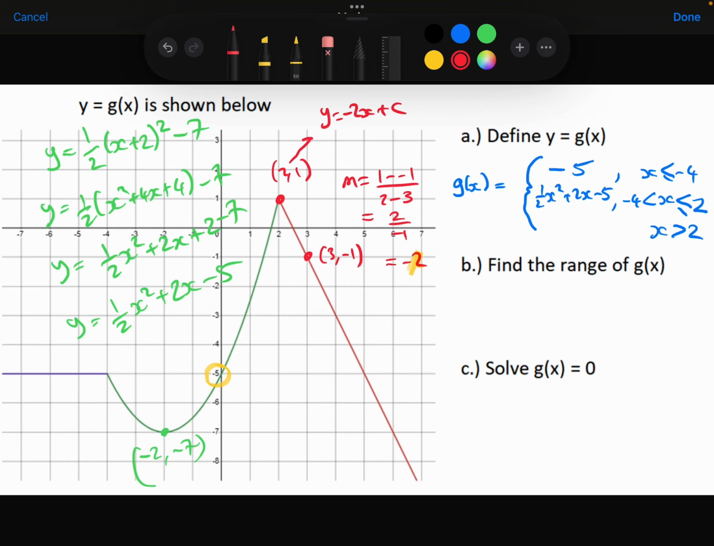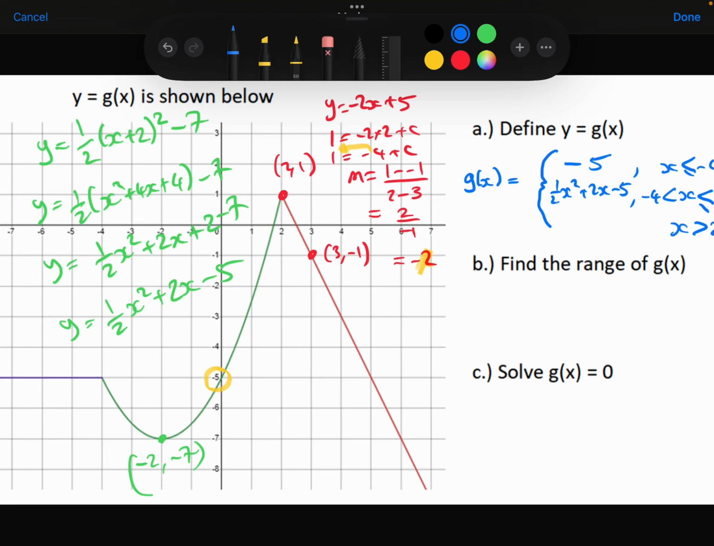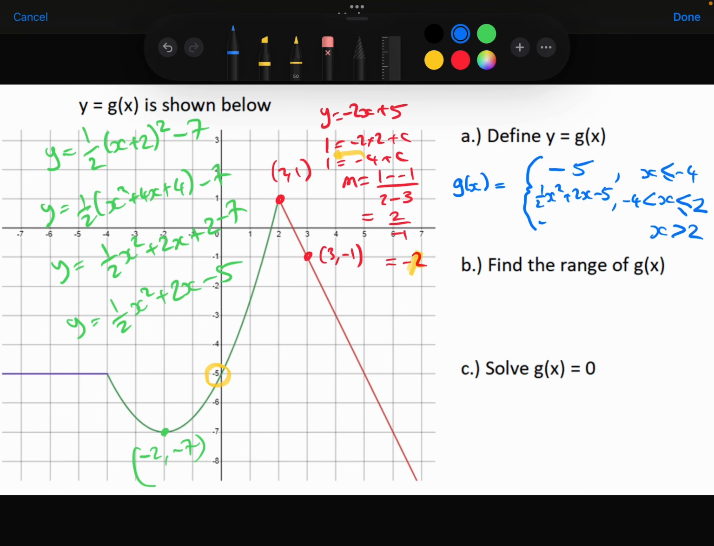And substituting either of these coordinates in, I'm going to substitute the 2, 1 in. So y is 1 when x is 2. So c is 5. Because the 1 plus the 4 is 5. So I can substitute 5 in instead of the c there. And there we go, we've managed to define y equals g of x.